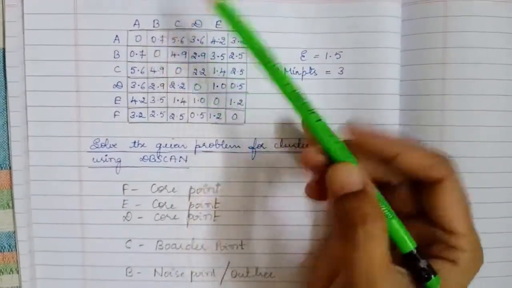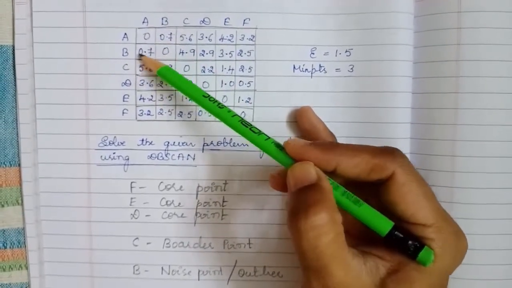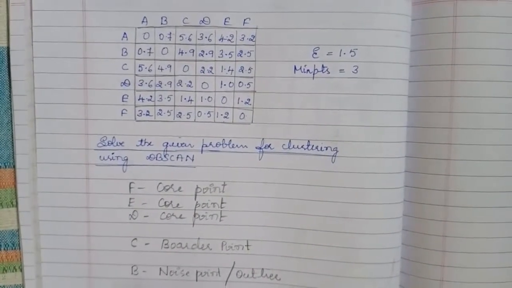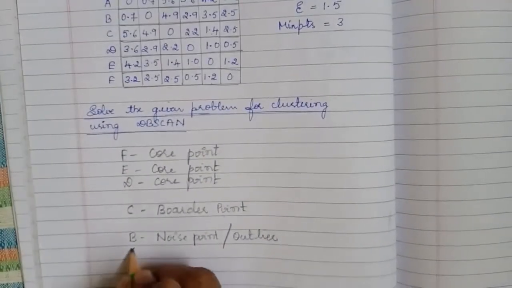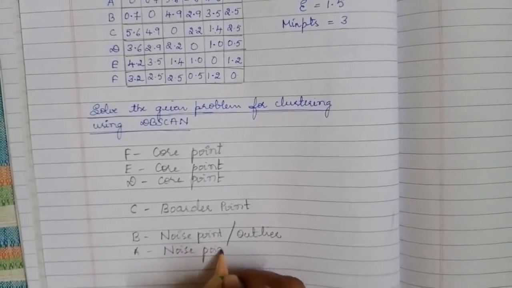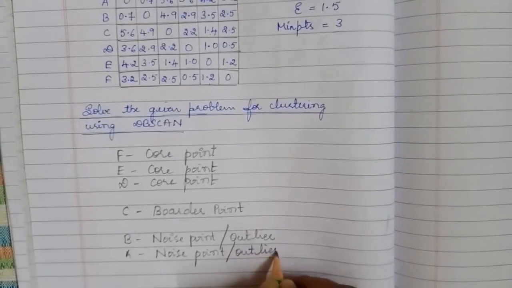So we'll go to A. The same case: A is with 0 and 0.7, and it is a neighbor to B, which is a noise point. So A is also a noise point, or you can call it an outlier.